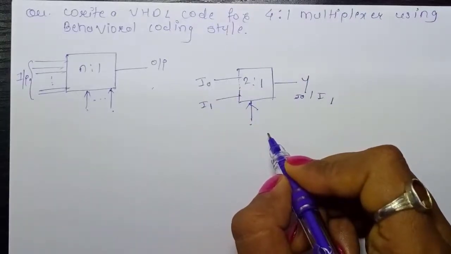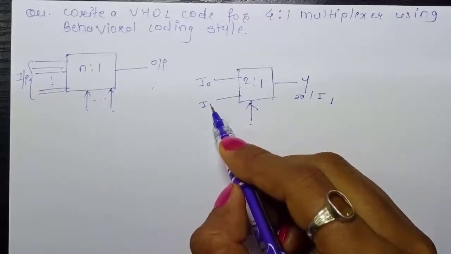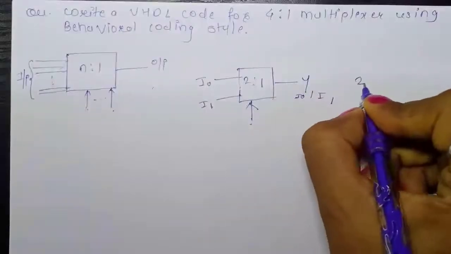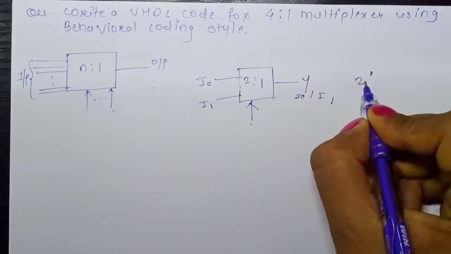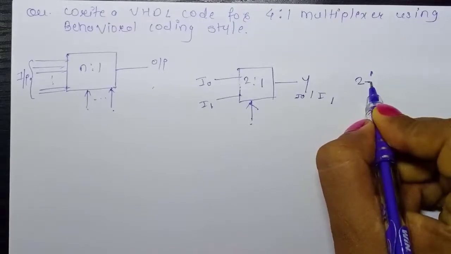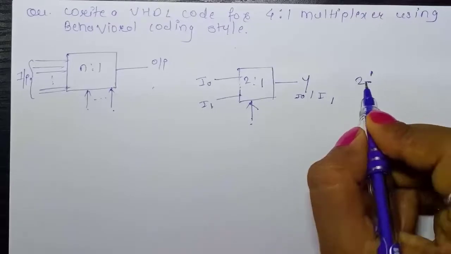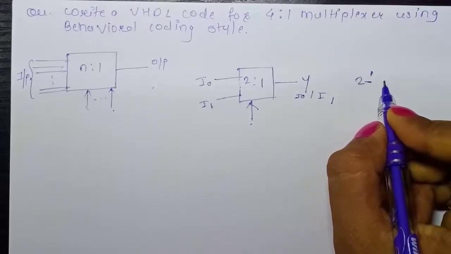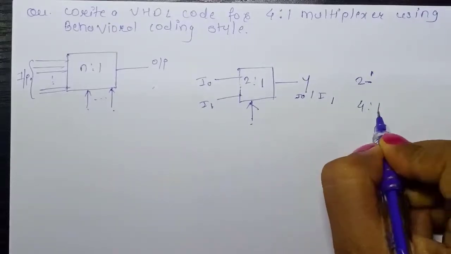Why only one selection line? The reason is that inputs are 2. We can write it as 2 raised to the power 1, and this 1 is your selection line. So for 2:1 multiplexer, how many selection lines are there? Only one selection line. For example, your multiplexer is 4:1 multiplexer.